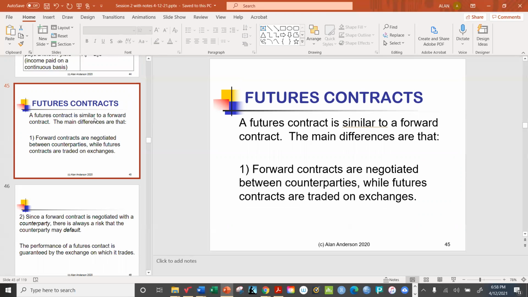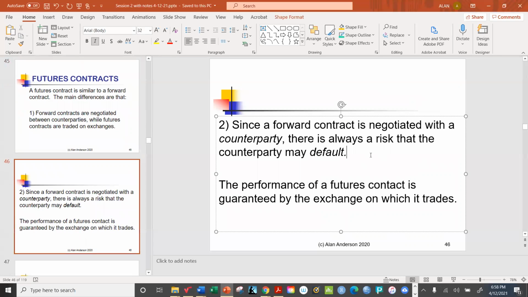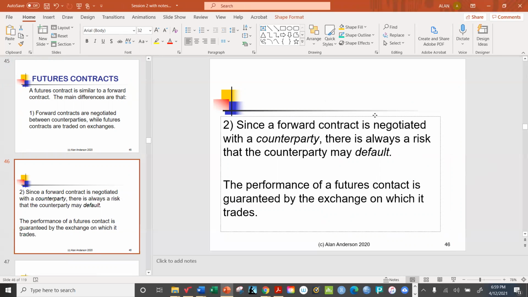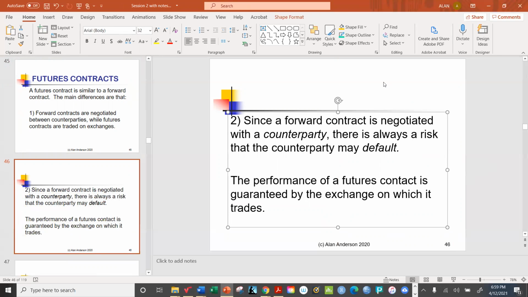And the nice thing about that is that it eliminates all credit risk for the investor, because the exchange is the one that takes on the counterparty risk. Okay, they guarantee the performance of all of the contracts that are traded on that exchange. So since a forward contract is negotiated directly with a counterparty, there's always a chance of default by the counterparty, whereas with the futures contract, the performance is guaranteed by the exchange in which it trades. No problem, so we don't have to worry about it.